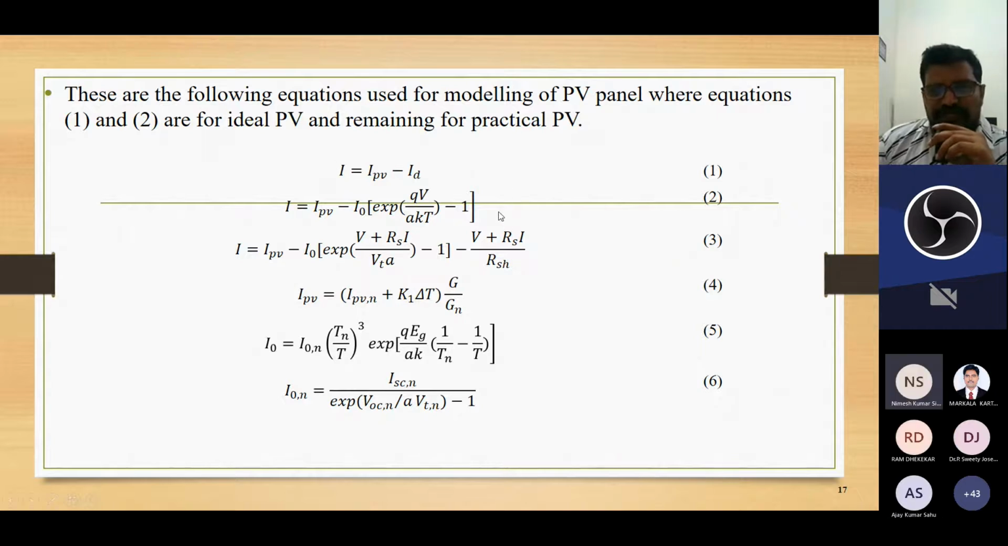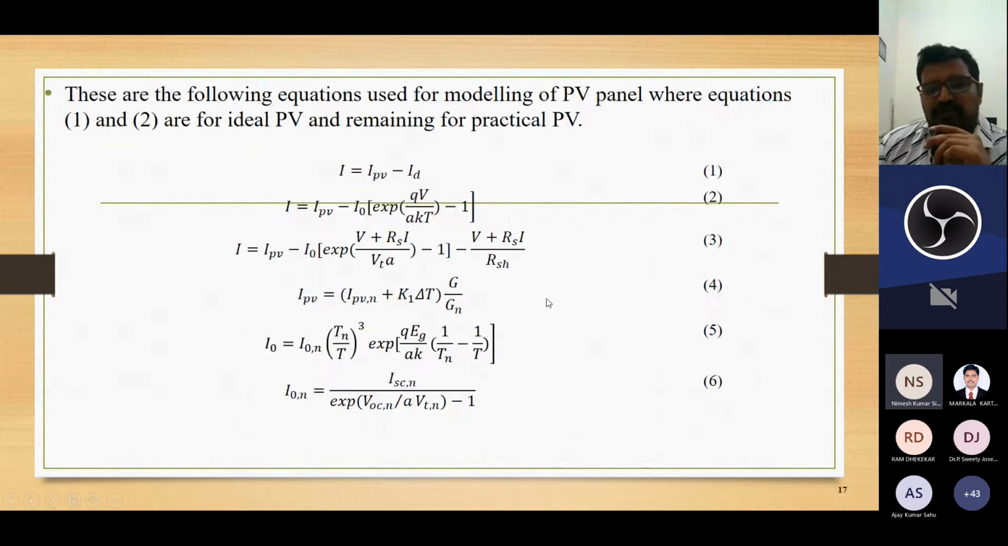Okay, the first two equations are the ideal conditions of the PV system. The rest of the equations are related to the non-ideal condition, where we have considered the losses due to the series resistance and shunt resistance. Similarly, this current depends upon temperature, and according to the temperature, the saturation current is going to change. These equations represent that.